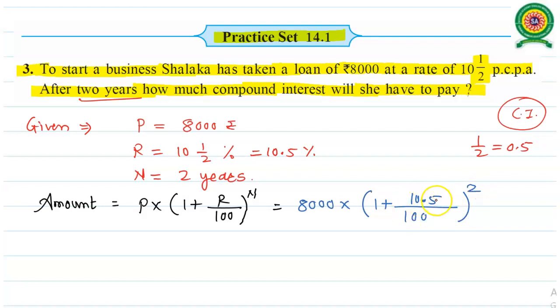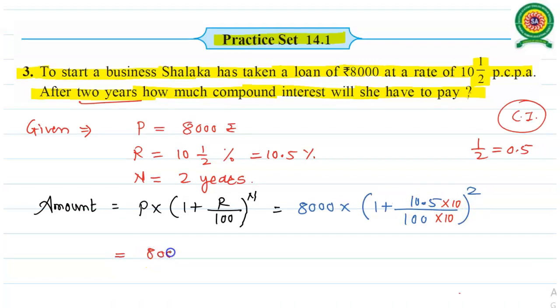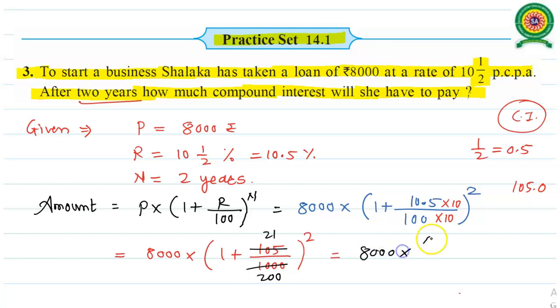Now to convert this decimal number into an integer, since 10.5 has one decimal place, we multiply and divide the fraction by 10 to cancel the decimal. So we get 8,000 into 1 plus 105 divided by 1000, whole to the power 2. Both 105 and 1000 are divisible by 5: 21 fives are 105 and 200 fives are 1000. So we remain with 8000 into 1 plus 21 divided by 200, the whole square.